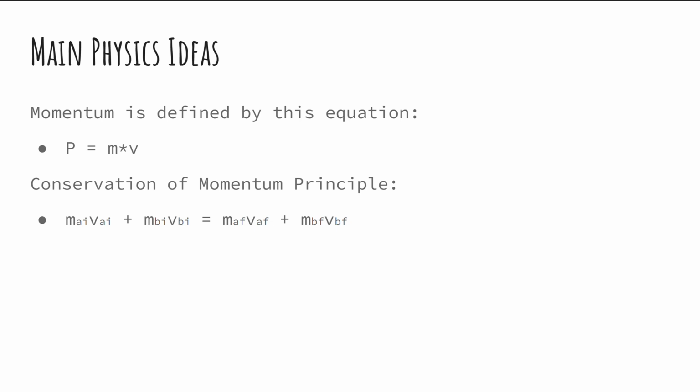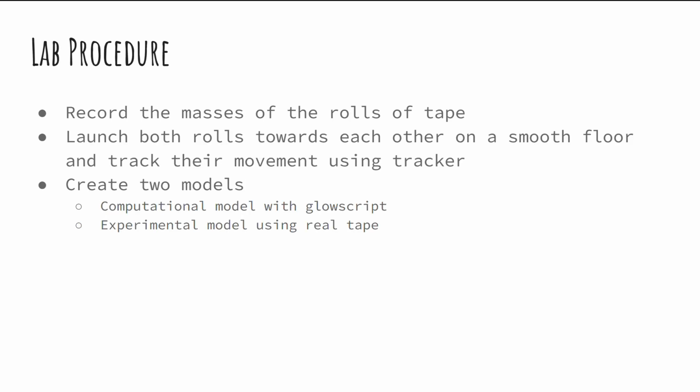As far as the main physics idea, we want to define momentum, which is mass times velocity. For any object, if there is a velocity vector, there is also a momentum vector pointing in the same direction, scaled by the mass of the object. The conservation of momentum principle takes this a little further. It describes collisions. The mass of the first object times its velocity before collision, which is its momentum, plus the momentum of the second object before collision, equals their momentums added together after the collision. So we can see that momentum is conserved there.